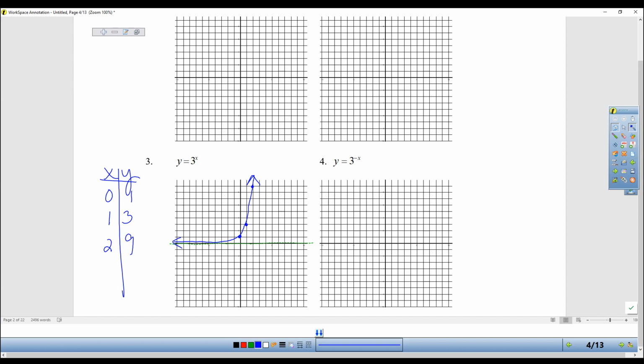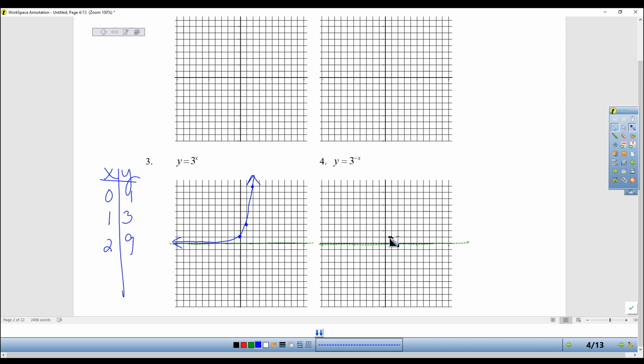Now this negative x is going to flip the graph over the y-axis. So normally the graph would look like this, but ours is going to look like this. So let's go ahead and do that. The asymptote is not going to change. I'm going to go ahead and draw my dashed line right there.